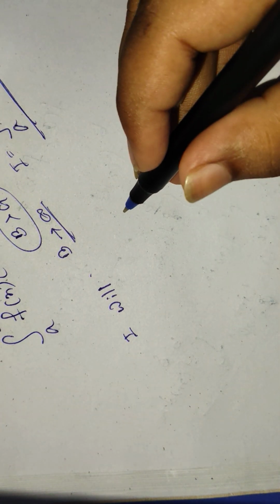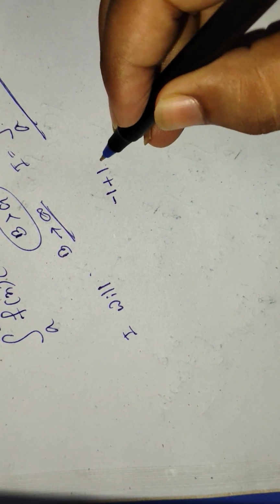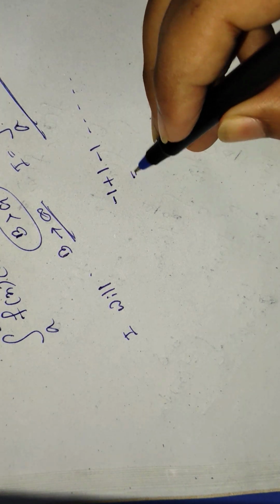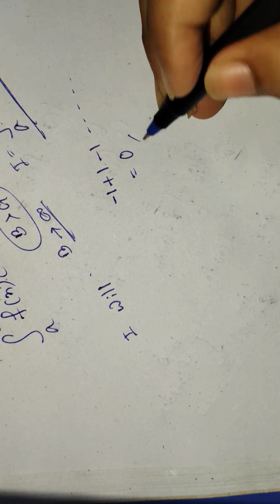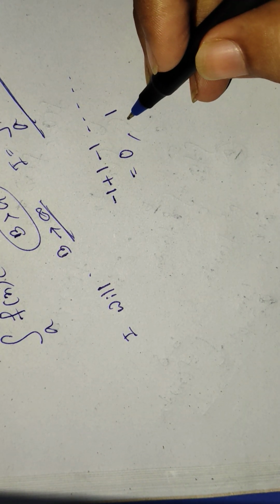Like if I'm saying, let's say there's a series dot dot dot. The value of this series is maybe 0, maybe 1, depending on the series.